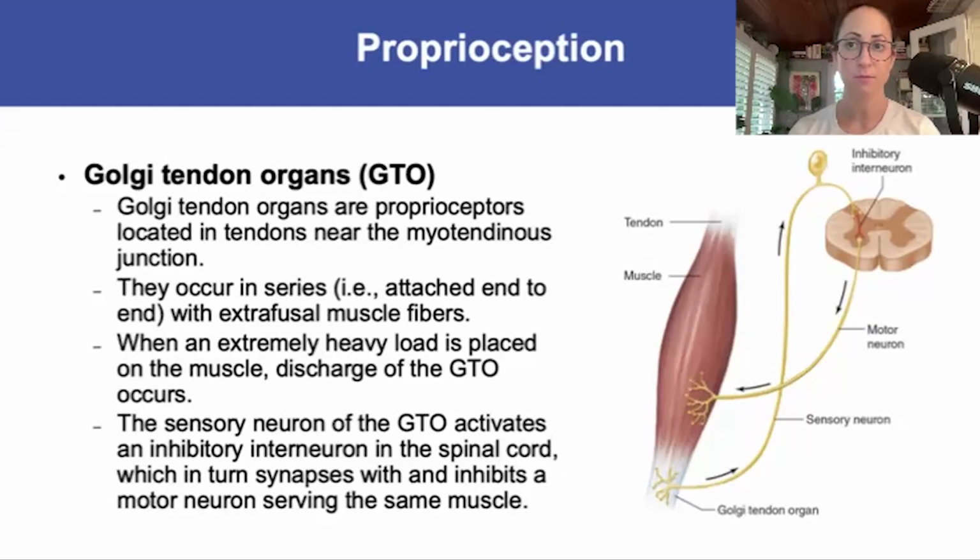GTO, however, tendon stretch is noticed by the GTO. Sensory neuron from the GTO goes to the spinal cord, but has a pit stop at an inhibitory interneuron first. Then the motor neuron is told to inhibit or relax that muscle, and it goes right back to the same muscle and inhibits it or tells it to not contract. Similar steps, but it's important to remember the differences between the two.